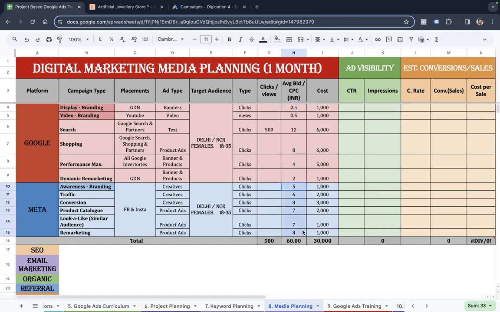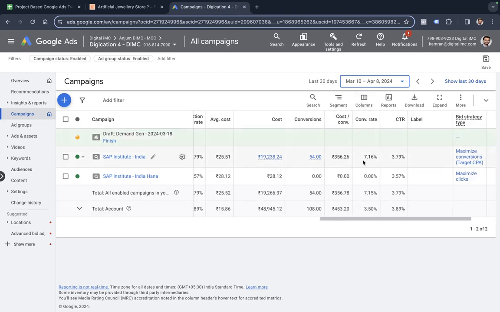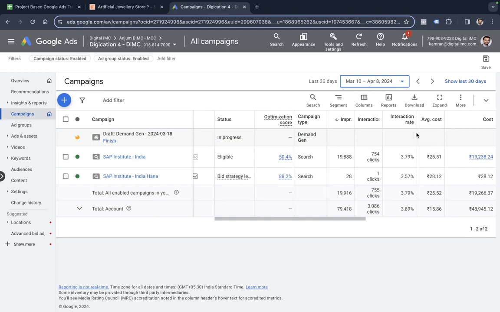Again, these numbers are not assumptions. This is something which we have taken from the previous ad accounts. If you don't know, I can show you one of the accounts. So let's say this account, I can show you what is the average conversion. It is something which we'll talk about later, but average CPC is something, this is 25 for the search campaigns.